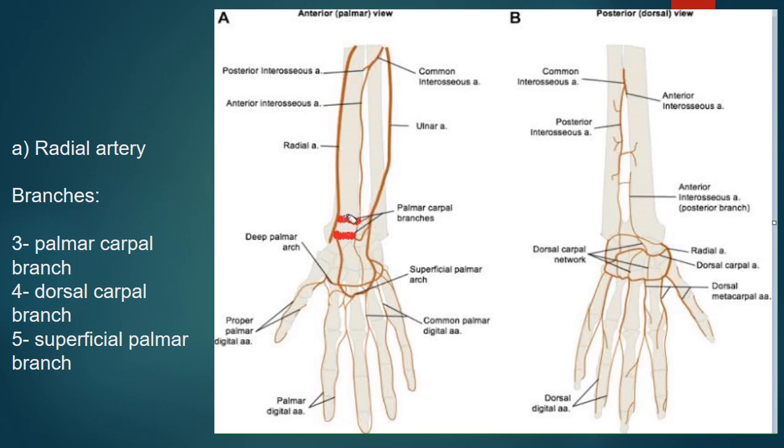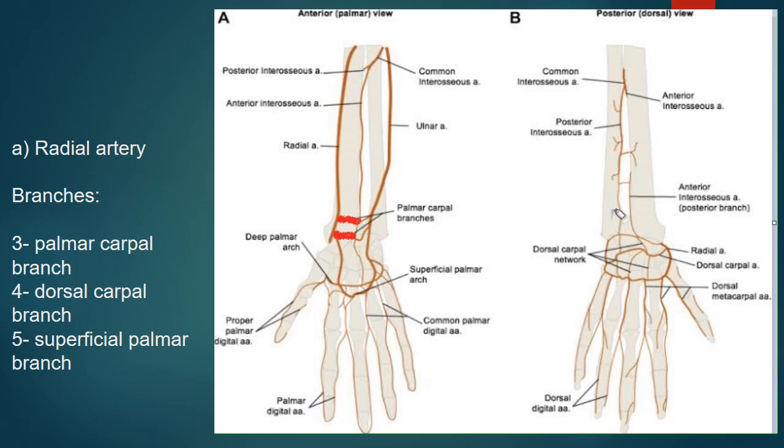These red ones are the palmar carpal branches of the radial artery. These anastomose with each other to form a cruciform anastomosis around the wrist joint. We'll talk about this anastomosis later on. For now, just remember this cruciform anastomosis around the wrist joint supplies the bones and joints at the wrist. They supply the carpal bones.